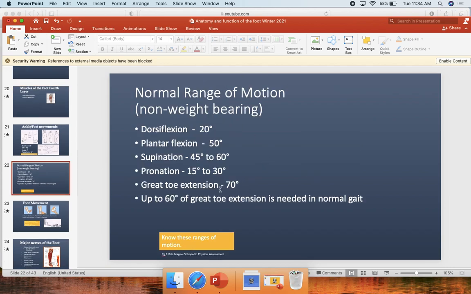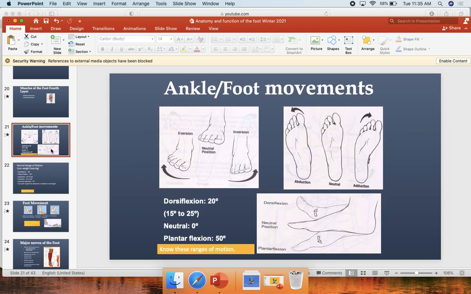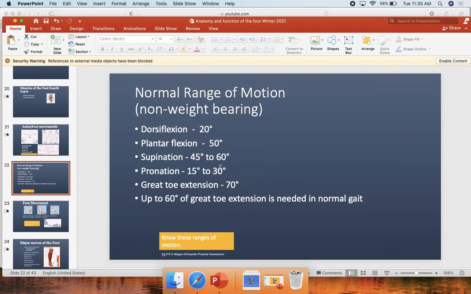I'm going to just highlight this here. As we go through these movements, if you need to review these, you can. And then just some general ranges of motion. These are the textbook answers, and oftentimes on our written test, these are the answers that you will need to be able to reproduce.